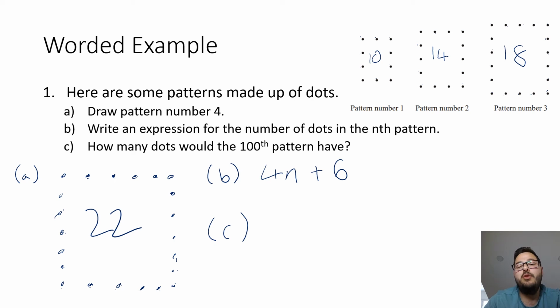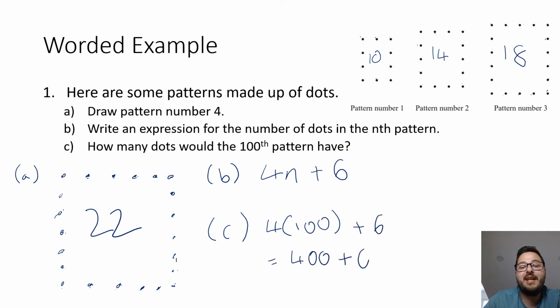Well, we just put 100 into our formula. So this is 4 times 100 plus 6, which is 400 plus 6, which is 406. And that's our answer. Okay, so I hope you found this useful, the nth term of a linear sequence.